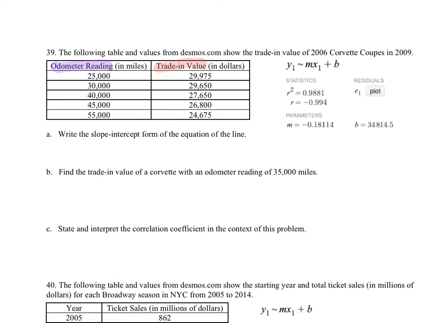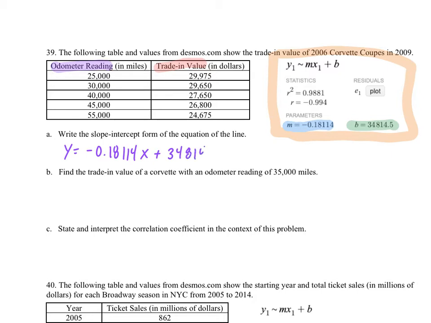They've already put all the data into Desmos and gotten all the numbers out over here, like we saw when we did it. They want us to write the slope-intercept form of the equation, so that's going to use the m value here and the b value here. So I'm just going to write y equals m x plus 34814.5. I'm not going to do any rounding; I'm just going to use the numbers like they are. So there's my equation. That's pretty easy.